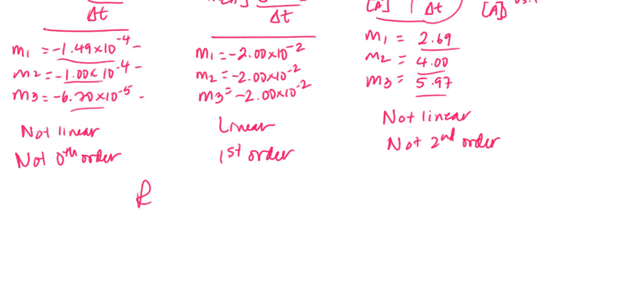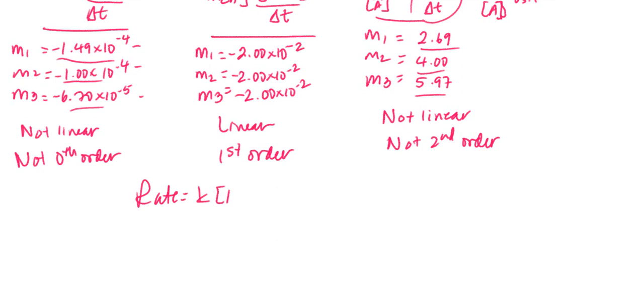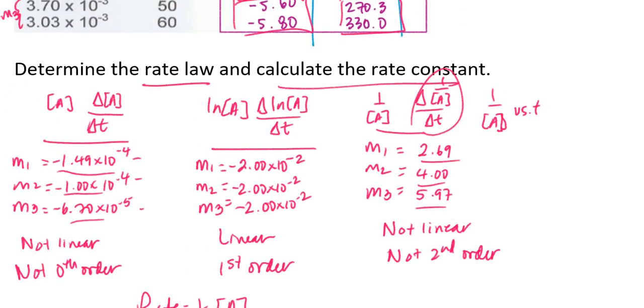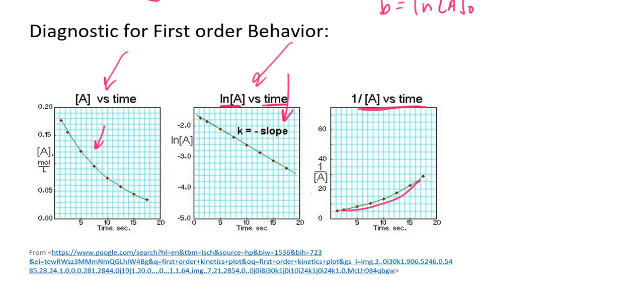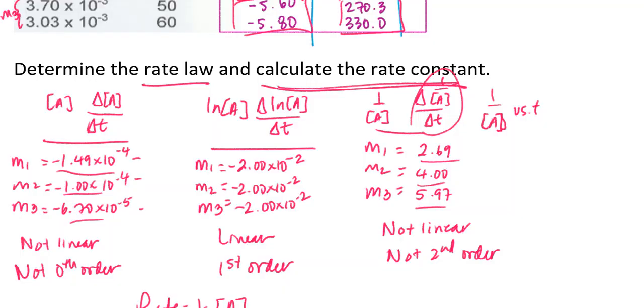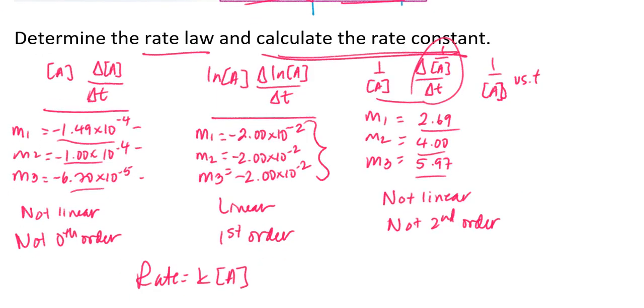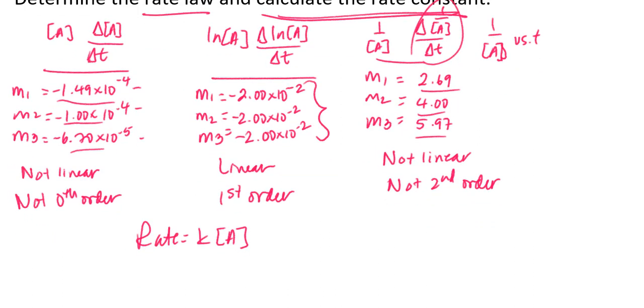So if I had to write the rate law, it would be rate equals k times A. Now, they also asked me to calculate the rate constant. In this case, I don't necessarily have to do a calculation. If you recall, for first order reaction kinetics, the slope of the line when I plot natural log of A versus time is -1 times the rate constant. Here is that slope for this particular graph. So my slope is equal to -k, and my rate constant is 2.00 times 10 to the -2.